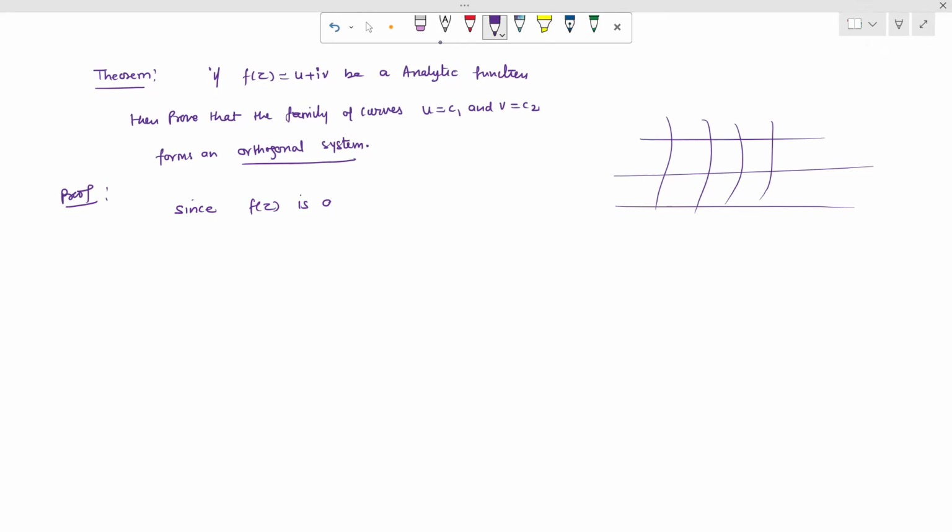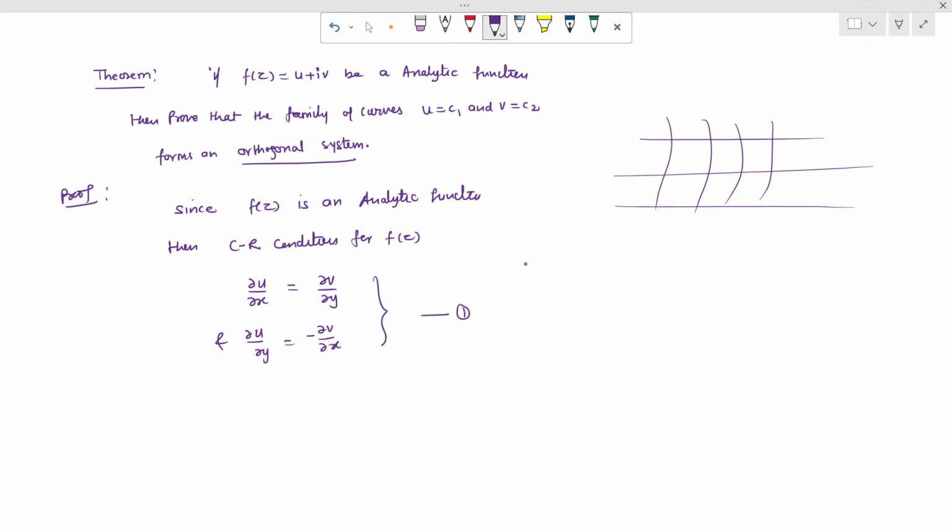Since f(z) is an analytic function, then the CR conditions for f(z) we write down as del u upon del x is equal to del v upon del y, and del u upon del y is equal to minus del v upon del x. So these are the CR conditions when function f(z) is analytic.